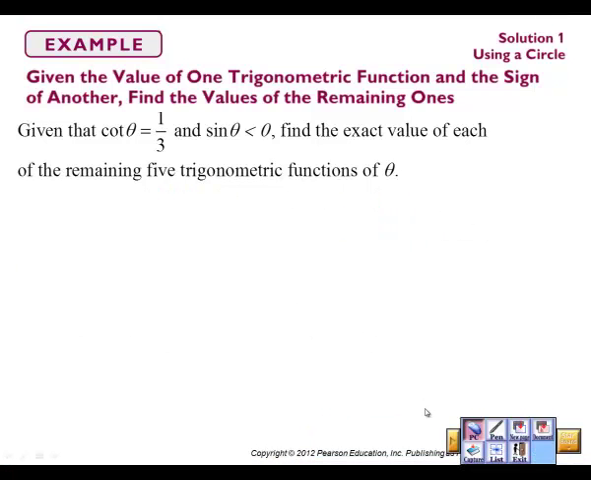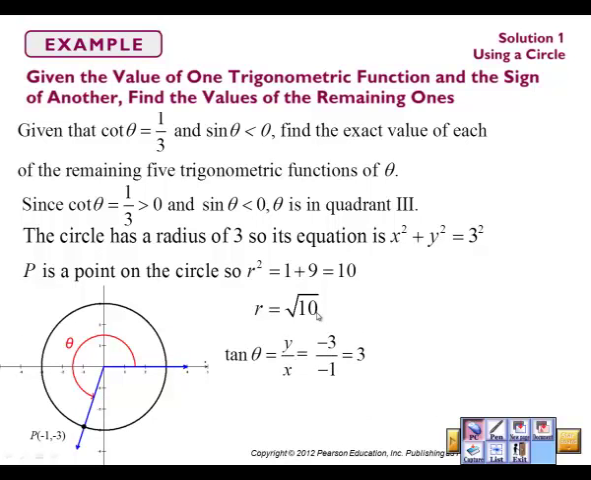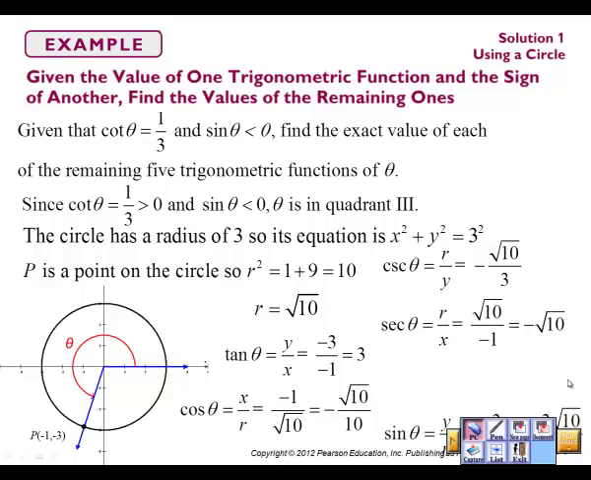Okay, and so that's what they get here. We know we're in quadrant 3, and so we know that r is going to be the square root of 10, and so we get these same values here.